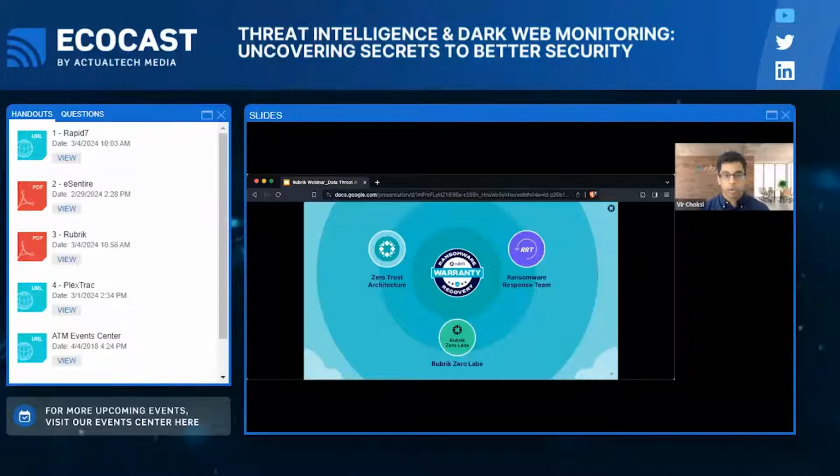Included with Rubrik support at no extra cost is our ransomware response team, which is a team of experts that's there to guide you during the high-stress moments after a cyber incident. They've performed many successful recoveries. And like I've mentioned, Rubrik Zero Labs is our research group that delivers vendor-agnostic insights on reducing data security risks. And I encourage everyone to check out the latest report from Rubrik Zero Labs.